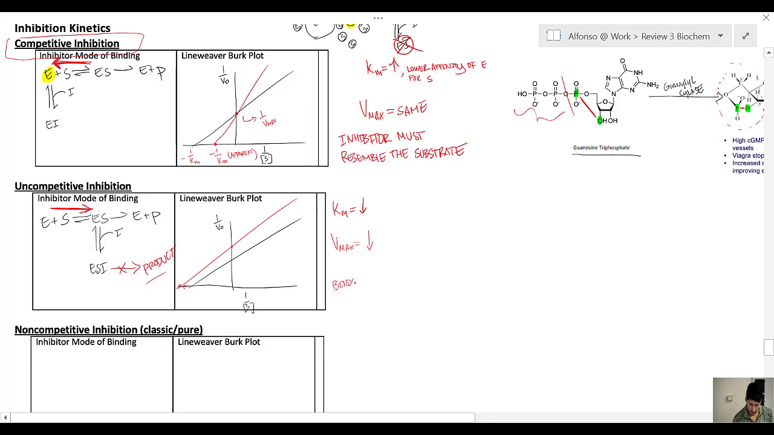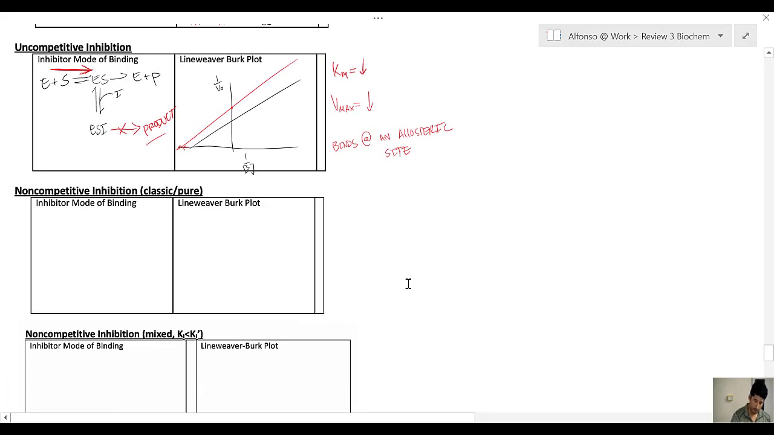All right, and so the inhibitor binds at an allosteric site. And what an allosteric site is, is any part of the enzyme that is not the active site. And it only binds once the substrate has already bound.